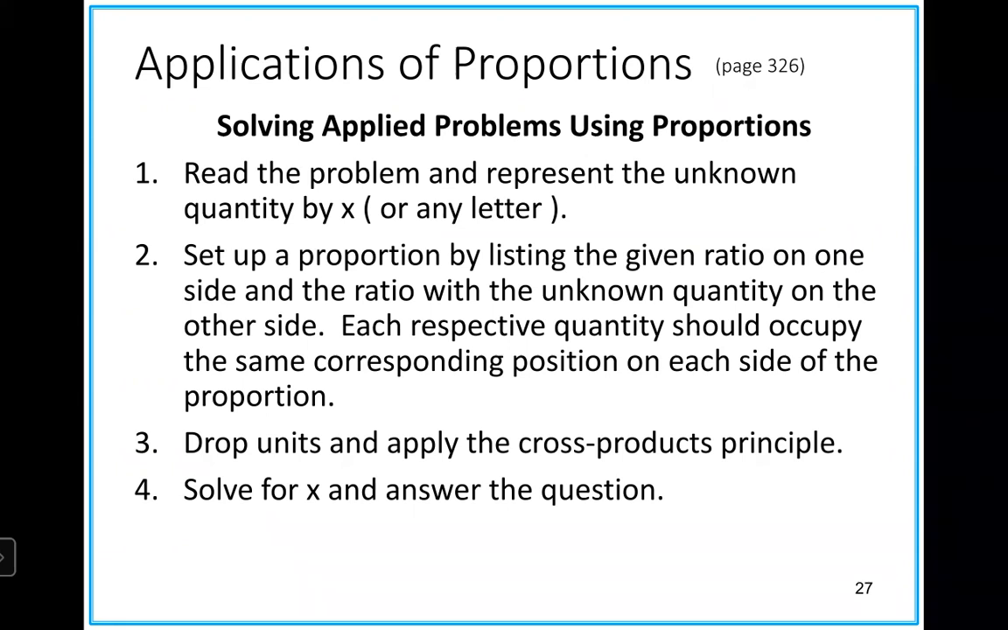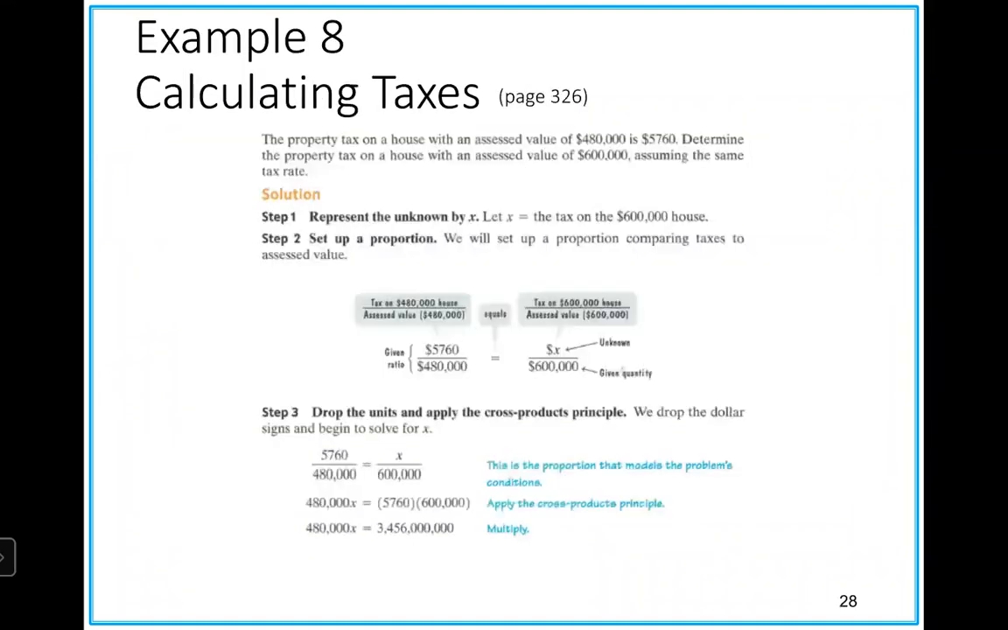Before we look at that, it says here first you must read the problem, use a variable to represent the unknown, set up your proportion, then drop units and apply the cross product principle, solve for x and answer the question. So four steps there. We're going to look at some different examples where we can use this. It's not limited to that, but your book has these as some examples. There are many other ways we could use this proportion.